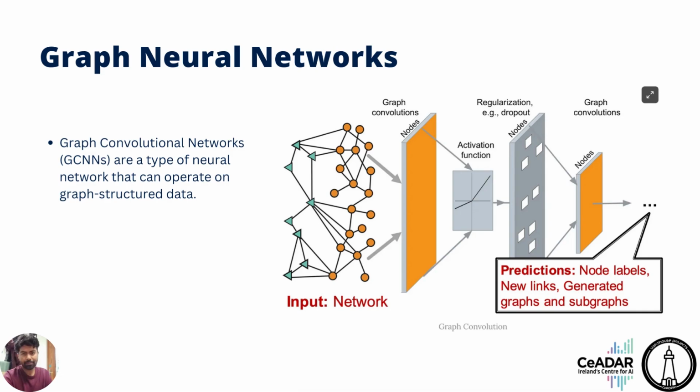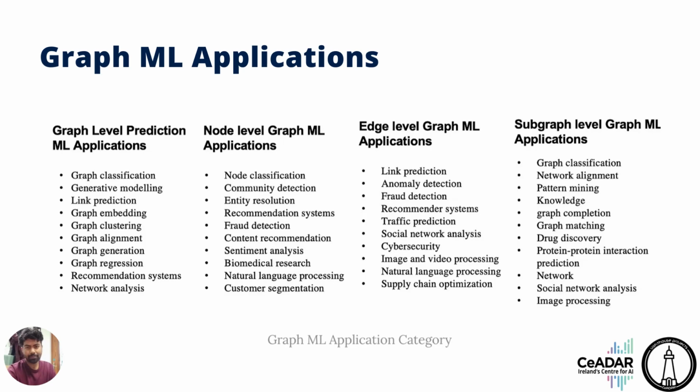Graph convolution network uses a convolutional graph operation to aggregate information from a node's neighbors and generate a new representation for the node. This operation can be applied over multiple neural network layers to learn increasingly complex representations. This can be used for tasks such as node classification, link prediction, graph generation, and overall for recommendation systems. Graph ML applications are broadly classified into four major categories based on the level at which the predictions are made. They are graph level predictions, node level prediction, edge level prediction, and subgraph level prediction.